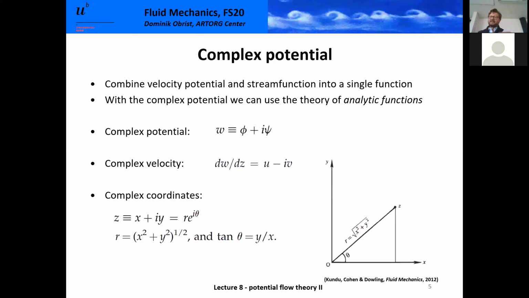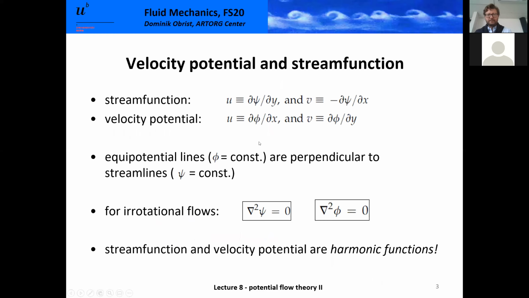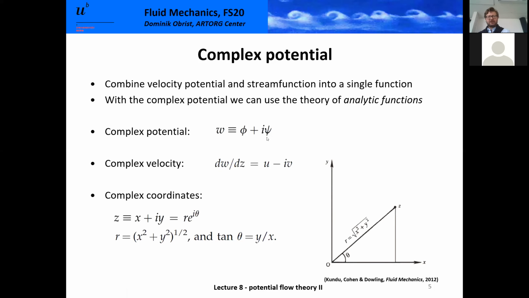So in some sense, it's easier to work with. You don't have to look up all these formulas you have here on the top 2 lines. If you know the complex potential, you just take the derivative with respect to Z, and then you're there. You automatically have these velocities.